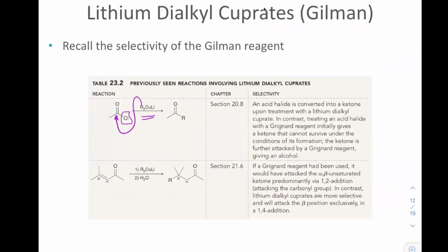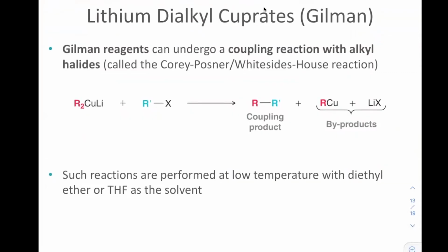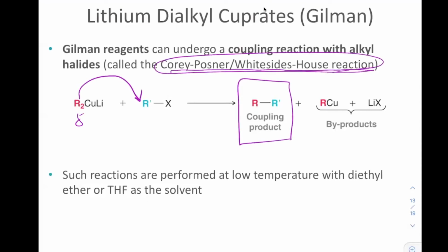We can have our negative R attack the beta position, and we'll learn about that next semester. But we can see that these dialkyl cuprates with lithium hanging out, the Gilman reagents, can be used nicely as a nucleophile as well. We can also use this negatively charged carbon as a normal nucleophile in an SN2 type reaction where we have a halogen leaving. And so this is called coupling. And so Gilman can also couple with an alkyl halide in an SN2 type reaction, and we end up with a new carbon-carbon bond, which is pretty exciting.